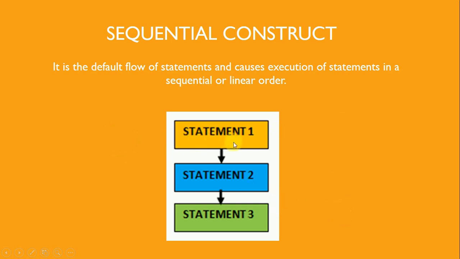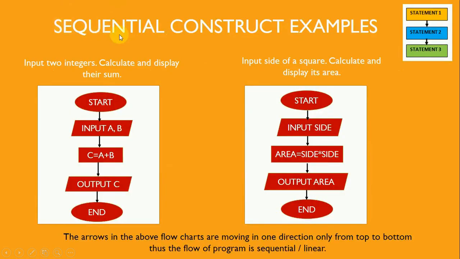So if we have statement 1 as the very first statement, this will be executed, and the execution of statement 1 is followed by execution of statement 2, which is followed by execution of statement 3 and so on. This is called a linear order or sequential order. So let us see a few examples of sequential construct.